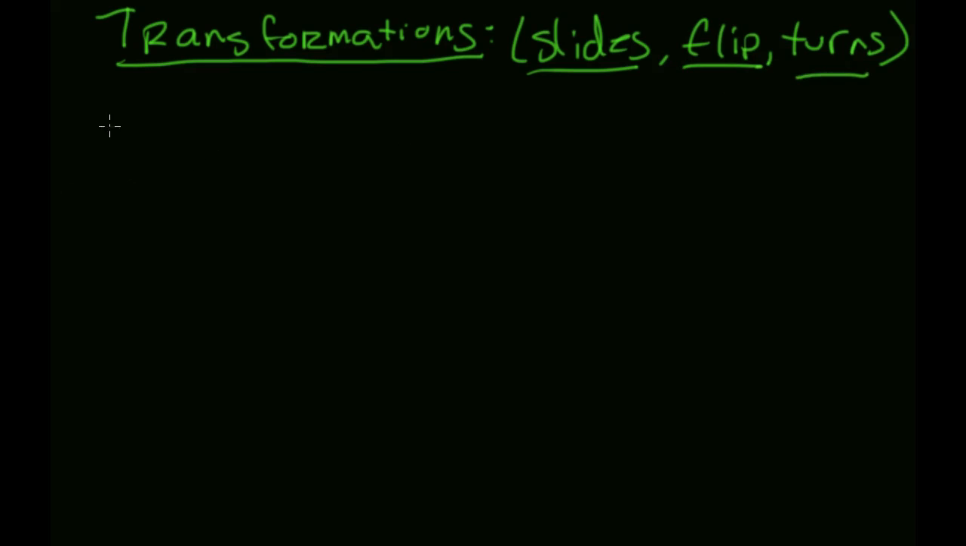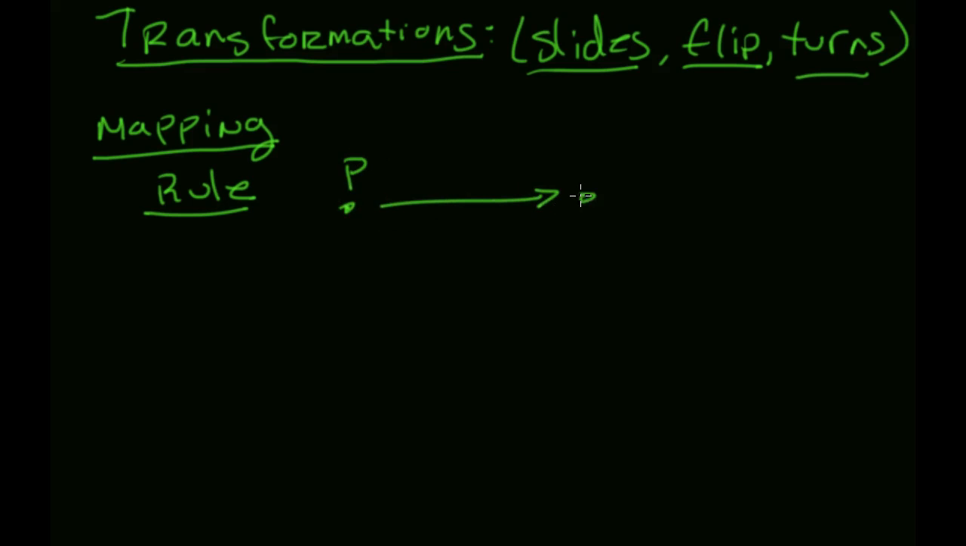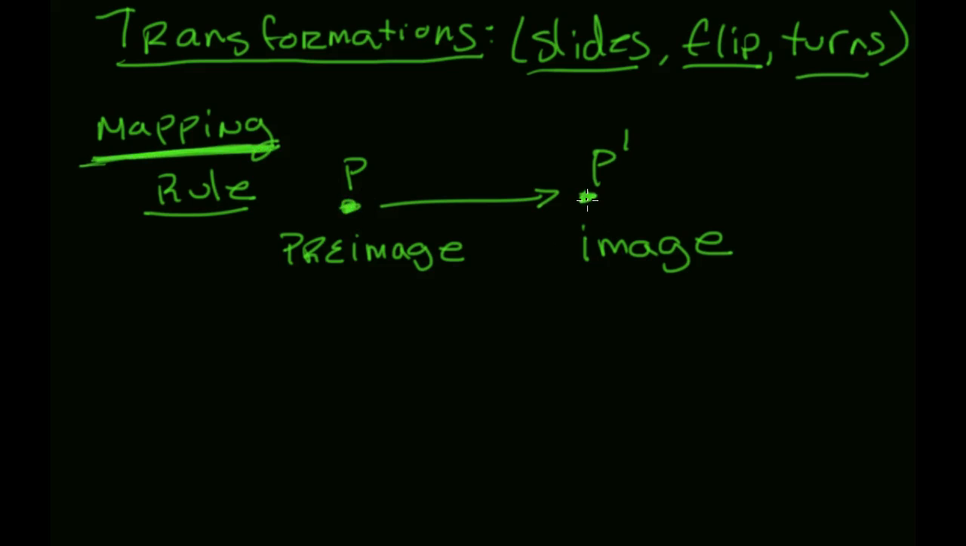So we have to build up a little bit. We have to start with the idea of a mapping. A mapping is basically a rule that tells you how to take a point, P, and move it to another point. We'll call that P prime. The original point we're going to call a pre-image, and the point that it maps to we're going to call an image. So a geometric mapping is a rule for how to move one point to another.